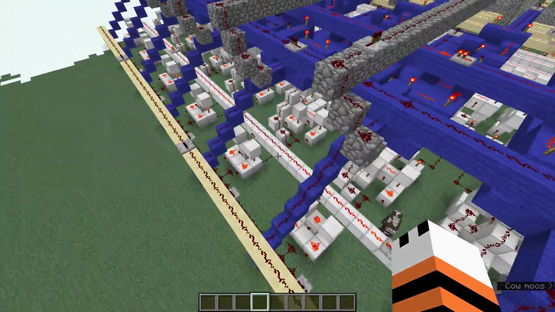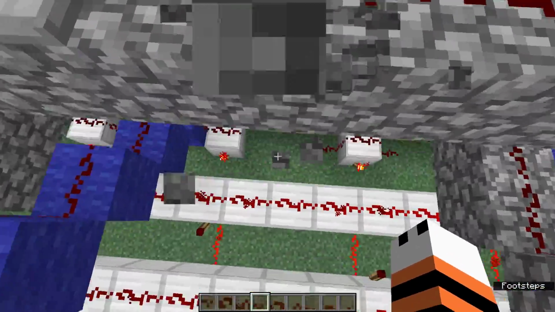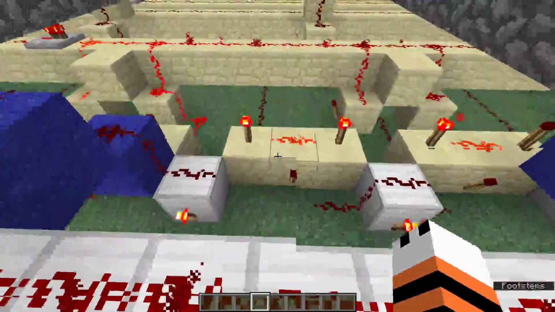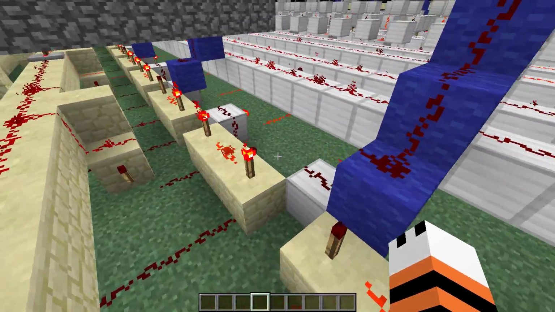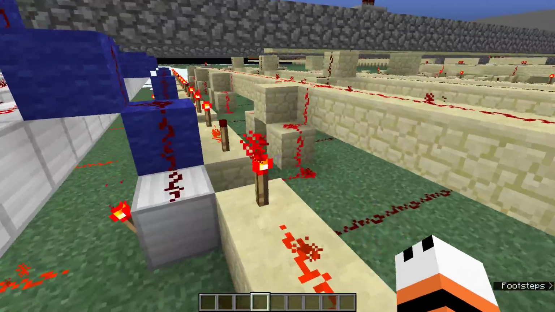Now let's see if I can find an AND gate. I found a few earlier. Here's an AND. So you can see there's ANDs here all along this row, connected to NOTs and whatnot.